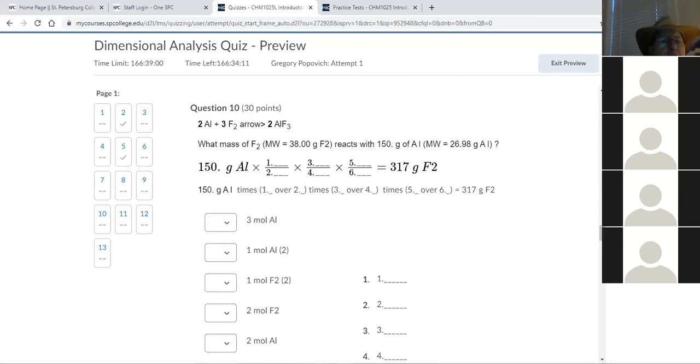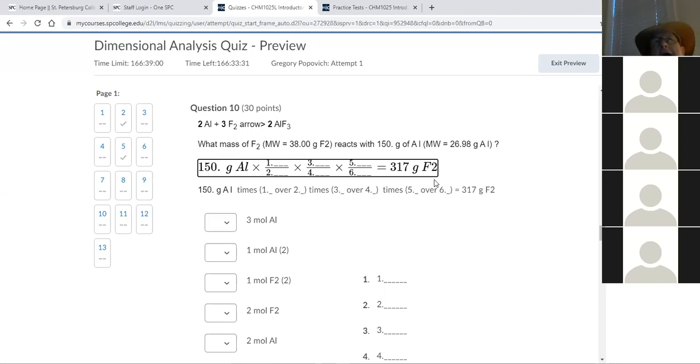The first problem we have here is with stoichiometry, and this is really where I want to concentrate, because that's where I am in lecture. I am starting with 150 grams, and the question's asking how much fluorine can I make? I'm sorry, excuse me, my bad. If I have 150 grams of aluminum, how many grams of F2 is it going to take to react with all that aluminum?